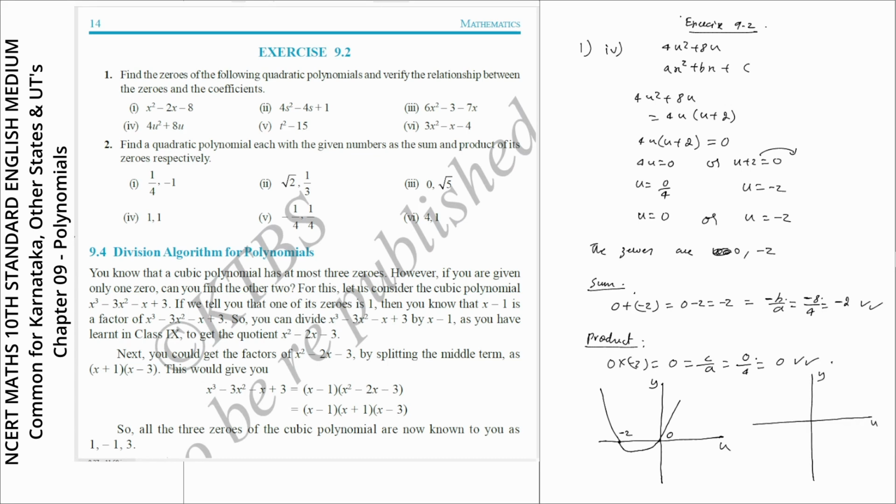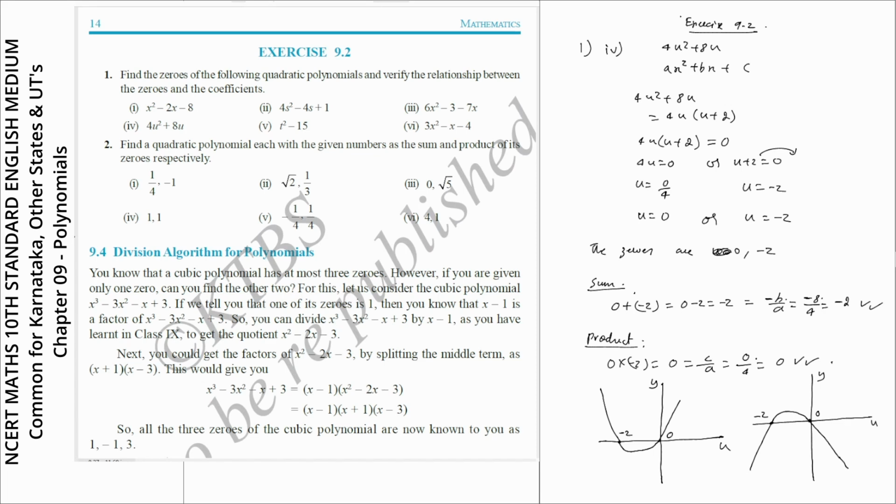This is u, this is y. It is passing through minus 1 and 0, minus 2 and 0. The given polynomial may be like this also. So we don't know whether this or that. When we give some arbitrary values and we plot, we'll come to know in which form it's going to be. Just for your understanding sake, I'm drawing this graph.